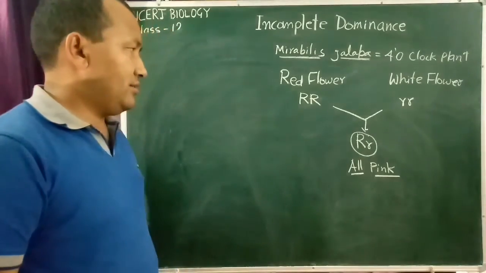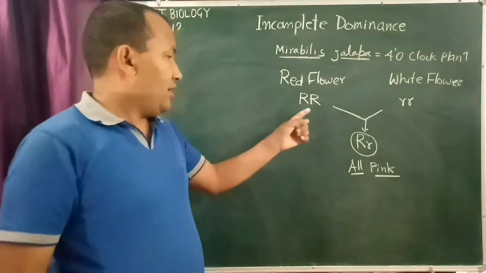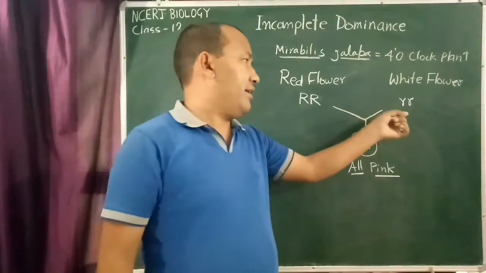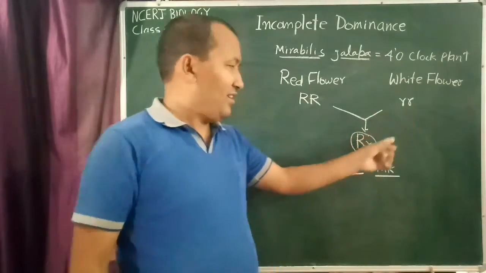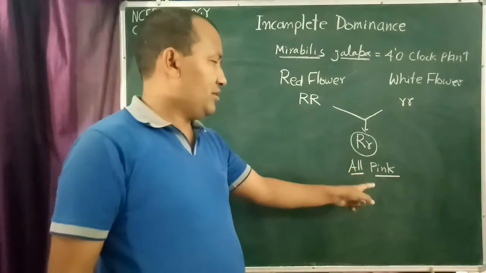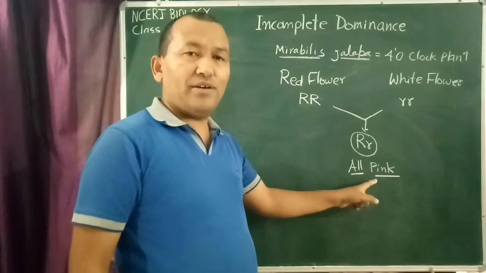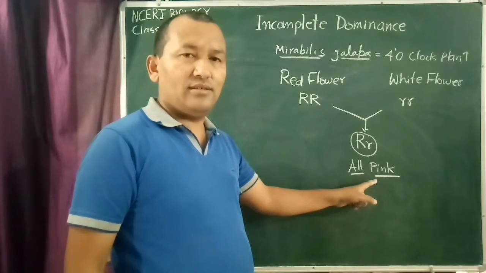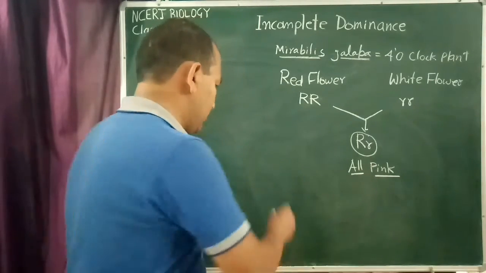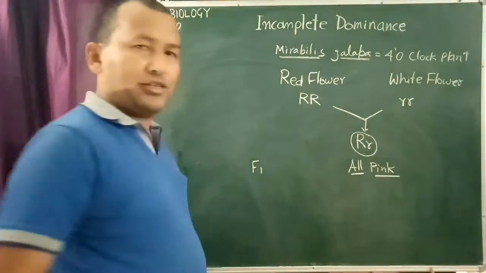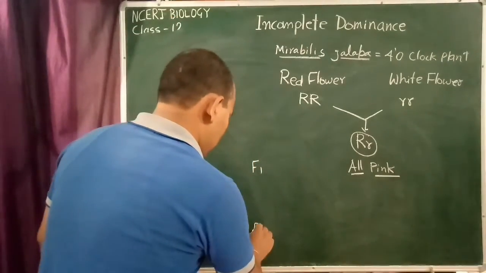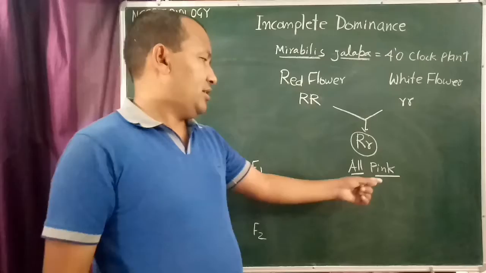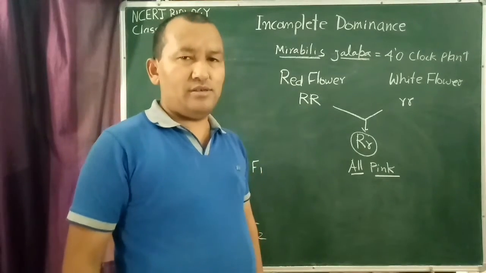Now you see that here the flower is red and here it is white. In the parental generation this pink flower appears nowhere. But here in F1 generation and again in F2 generation, these pink flowers are found.